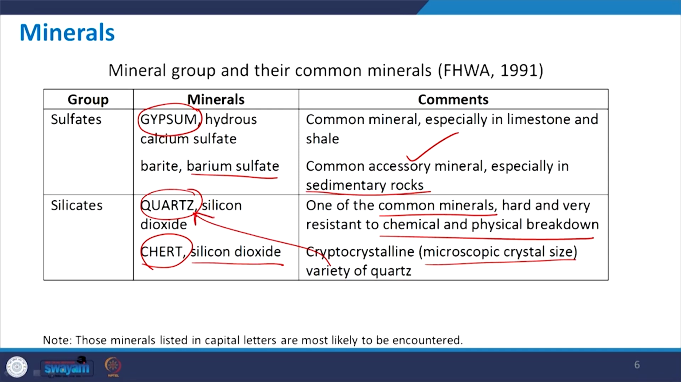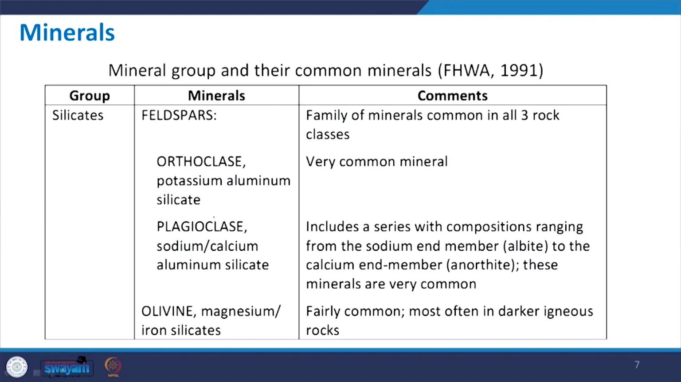Okay, coming to the next type, again as I mentioned, silicon is the largest group amongst these minerals. So, it will be running through a few slides. In that case, the next category is feldspar, which is the family of minerals common in almost all three rock classes.